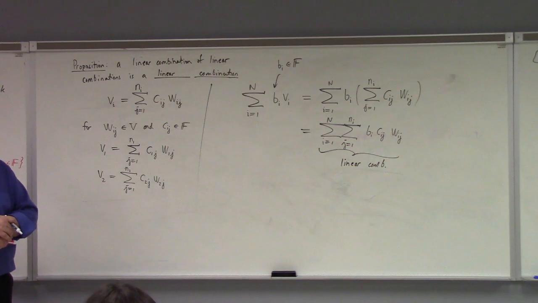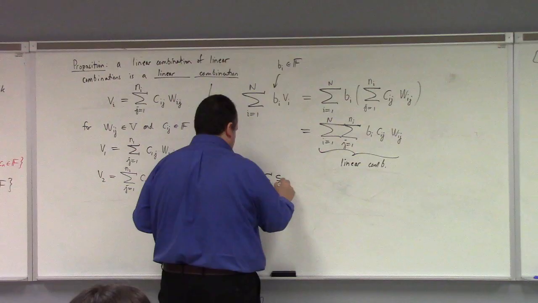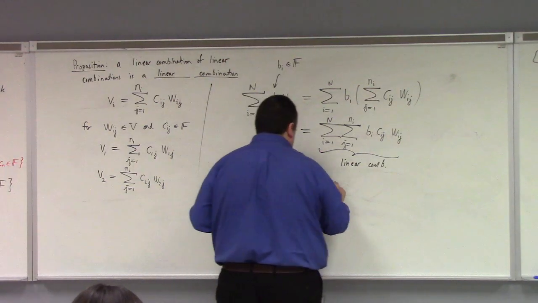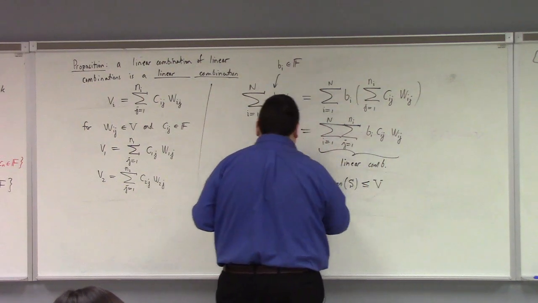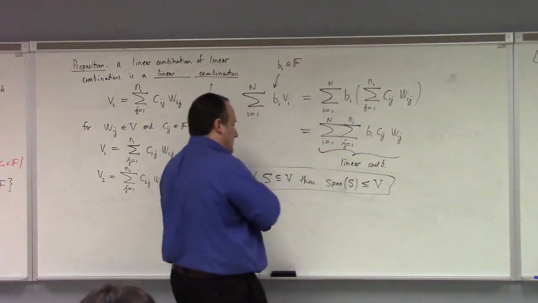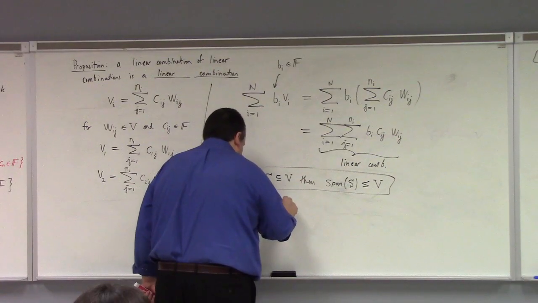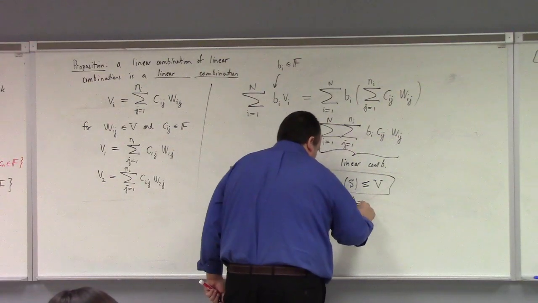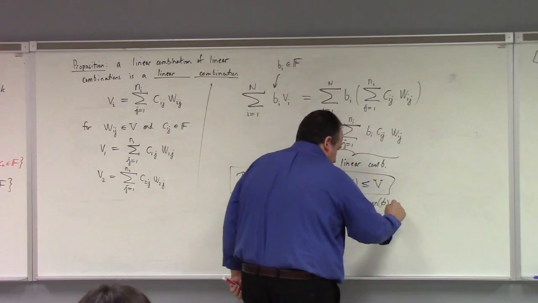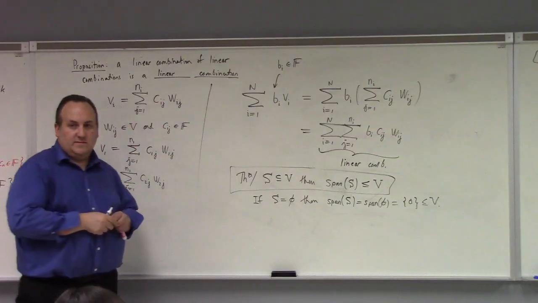I claimed that if something's a span, it's a subspace, right? So, theorem: S a subset of V, then the span of S is a subspace of V. That was my theorem. Now we can prove it. If S is empty, then the span of S is the span of the empty set, which we defined to be 0, which, by the way, is a subspace of the vector space. So we're good in that case.